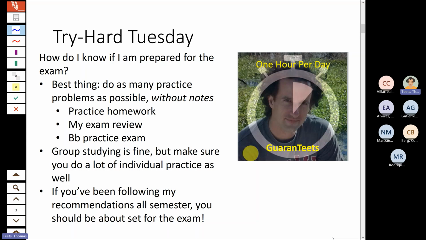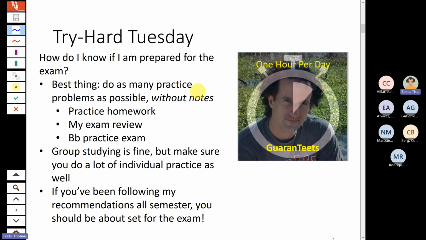Obviously with the exam coming up, this might be a common question you have: how do I know if I'm prepared for the exam? I think the absolute best thing you can do, and I've been trying to emphasize this throughout the semester, but definitely during the next week as you get ready, is to do as many practice problems as possible. To make sure you're prepared for the exams, they should be done without your notes in front of you. You're not going to have your notes on the exam.